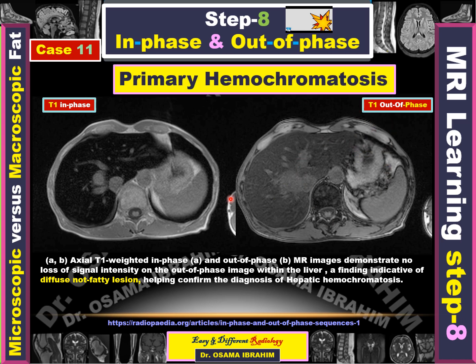This represents primary hemochromatosis. Hemochromatosis of the liver is diagnosed as primary because the spleen is not suppressed like it. So the diagnosis of hemochromatosis can also be helped by this sequence, T1 out of phase, which diagnoses the non-presence of fat at that slide.